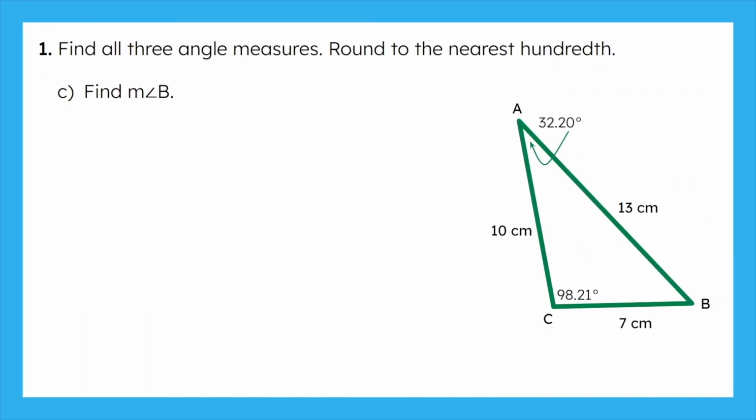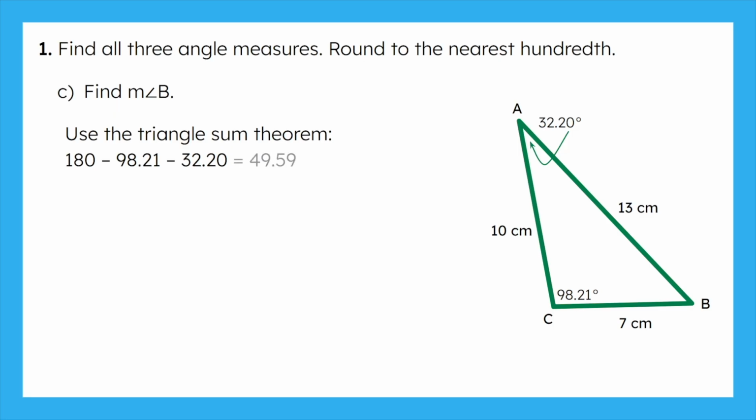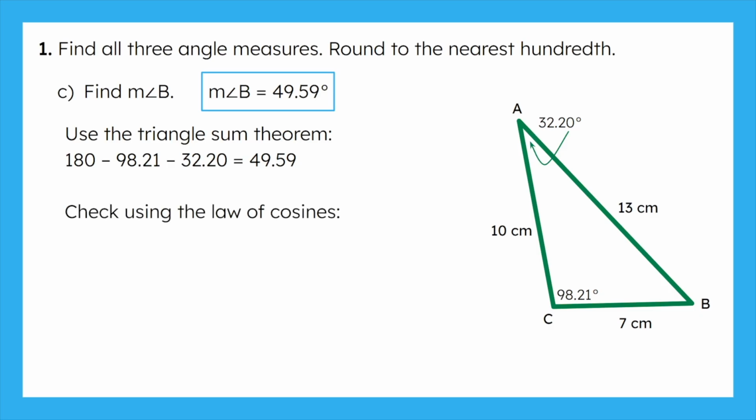Here's our final problem for the video. Find the last angle, the measure of angle B. You are certainly welcome to use the law of cosines, but you might come up with a different method instead. Give it a shot. Here's what I did. I used the triangle sum theorem and subtracted each of our known angles from 180. That gave me an angle measure for B of 49.59 degrees.